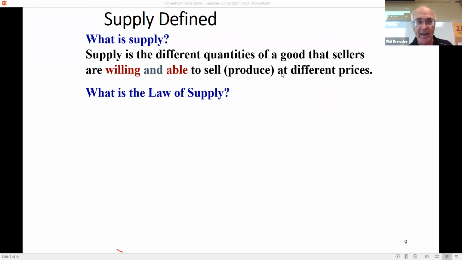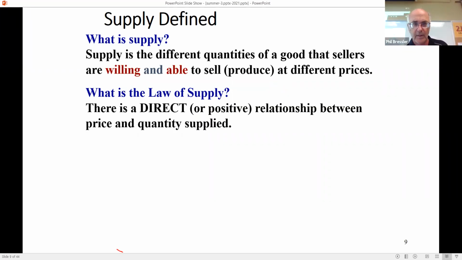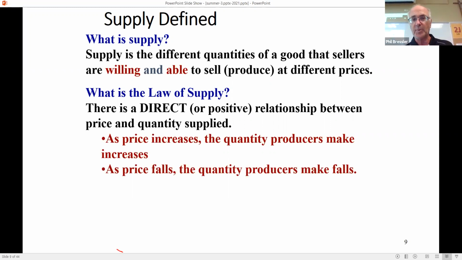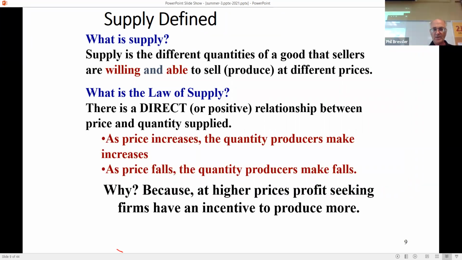So the law of supply is there's a direct relationship. So as price increases, quantity supplied increases. All right. Remember the law of demand, price increases, quantity demanded decreases. Here, as price increases, quantity supplied increases. Then obviously as price falls, it decreases. This is exactly what he said in the chat. Why? Because at higher prices, profit-seeking firms have an incentive to produce more.